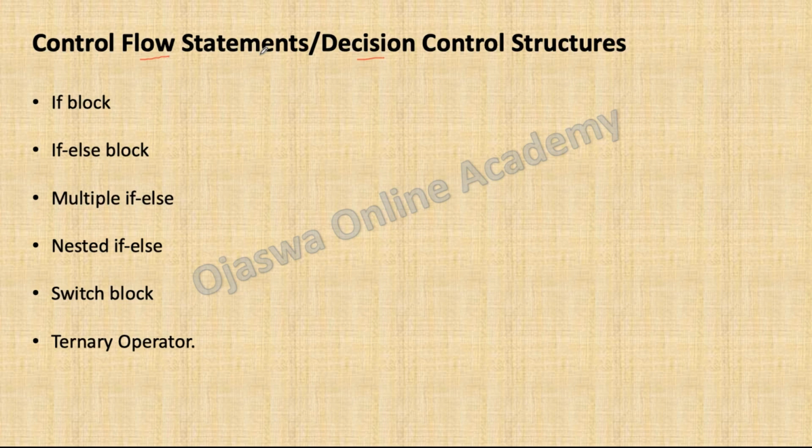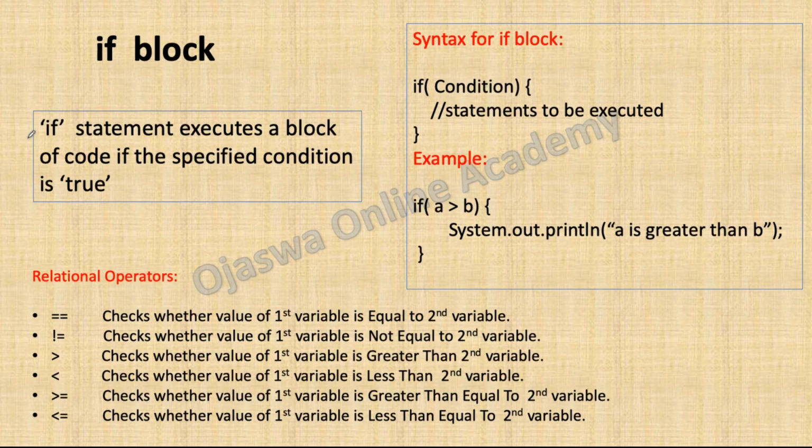Here, depending upon the condition, the block of code is executed. So Java has provided if block, if-else block, multiple if-else, nested if-else, switch block and ternary operator. One by one we will see all the control flow statements. Let us try to understand what is if block. The if statement executes a block of code if the specified condition is true.